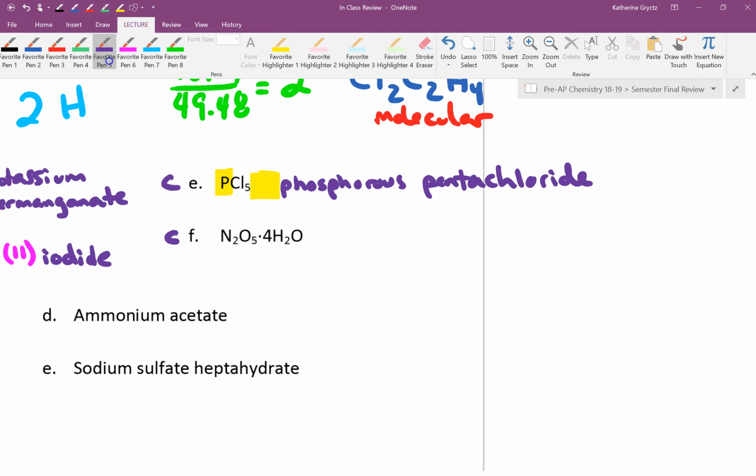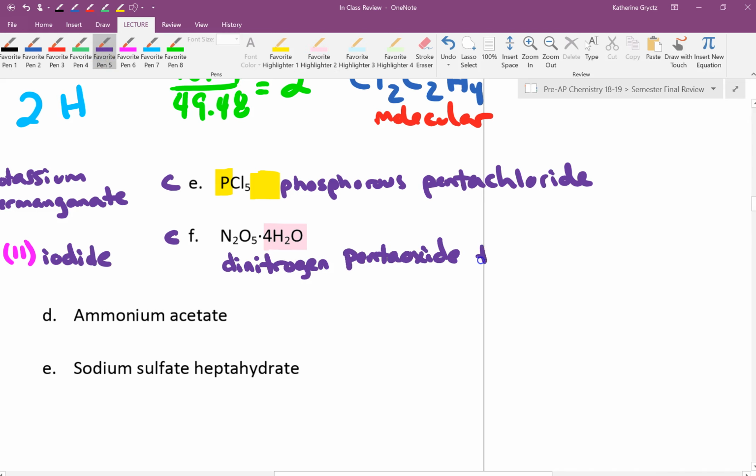Okay, so the next one looks a little like a mess, but we're going to use prefixes. So we've got dinitrogen, not changing the name of the first one, and then penta oxide, and then this water attached, that's a hydrate, if you remember.